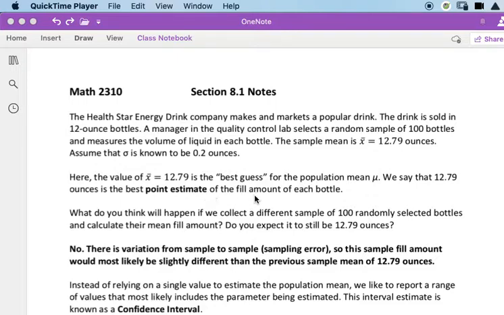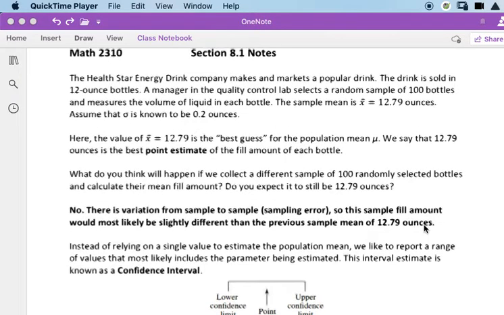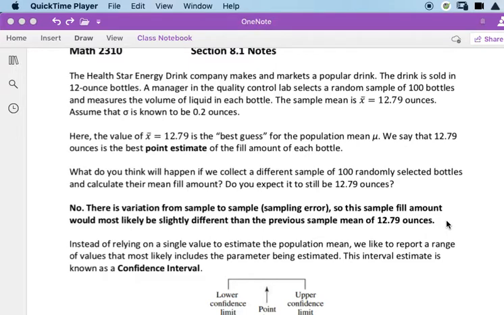If we take a different sample of 100 randomly selected bottles and found their mean fill amount, would we expect it to be exactly 12.79 ounces? Well, no, we wouldn't expect to get exactly the same value if we were using a different sample of bottles. It probably would be somewhat close to 12.79. It might be like 12.85 or 12.6, but we would not expect to get exactly 12.79 ounces if we were taking a sample of different bottles.